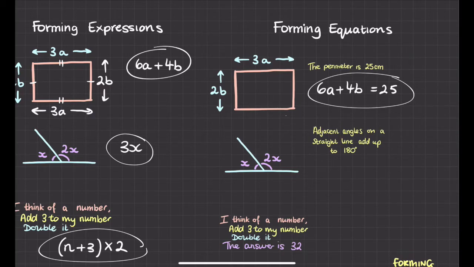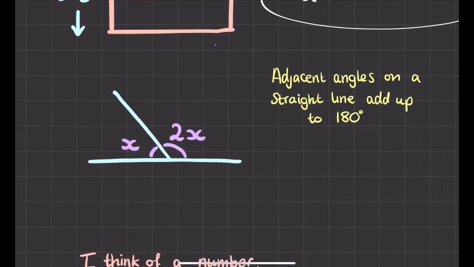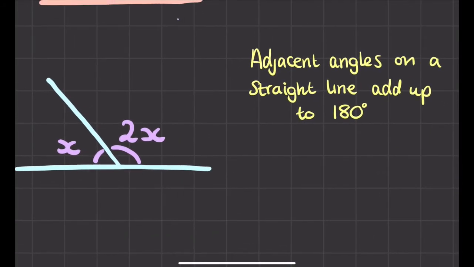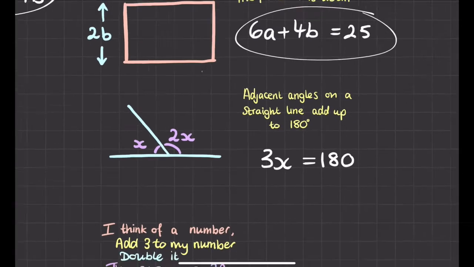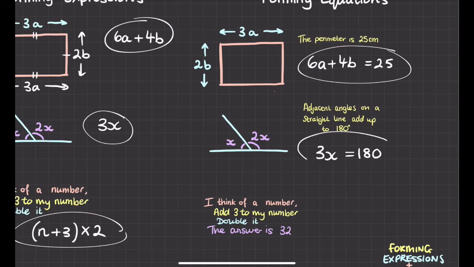So how about the next one here? We said here we had some angles on a straight line, and we know actually that we've got an angle fact that we know: adjacent angles on a straight line add up to 180 degrees. So that means that in total those 3x are equal to 180 degrees. So I could actually work out what x was somehow once I've formed this equation.